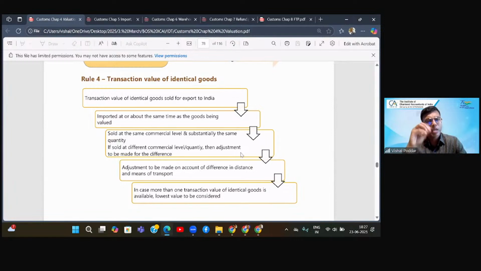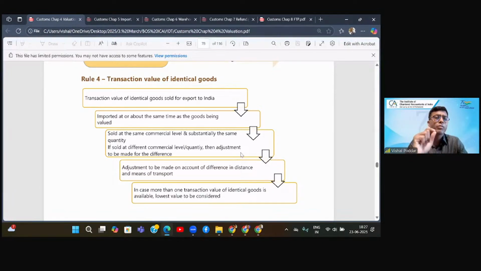Identical goods means the same goods which I have sold to you. The only difference is I have sold to somebody else at or about the same time when I sold the goods to you, in the same quantity at the same commercial level. So, in short, when you imported goods from me, the same goods I have even sold to some other importer in India, because I'm a businessman. I have many customers in India. So, what I'm selling to you, I'm also selling to other importers.